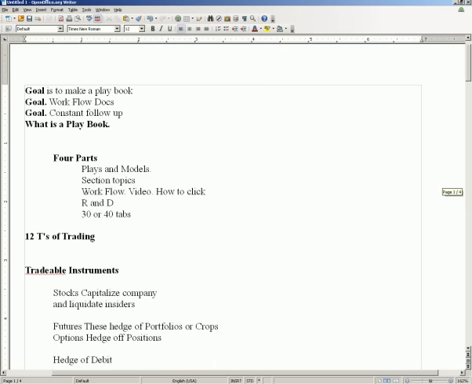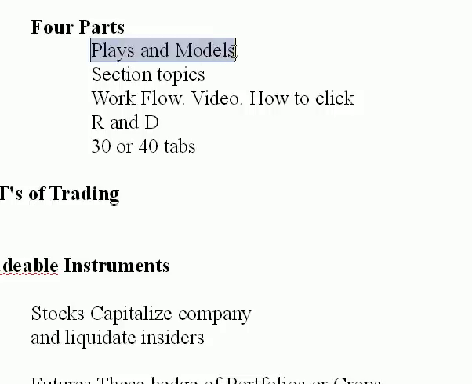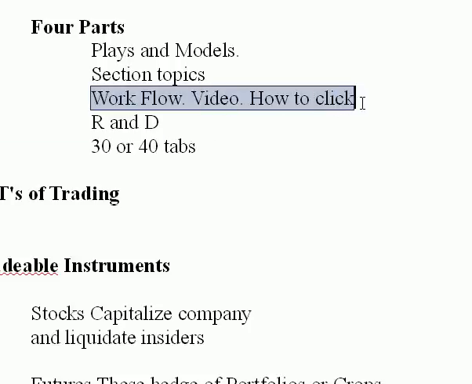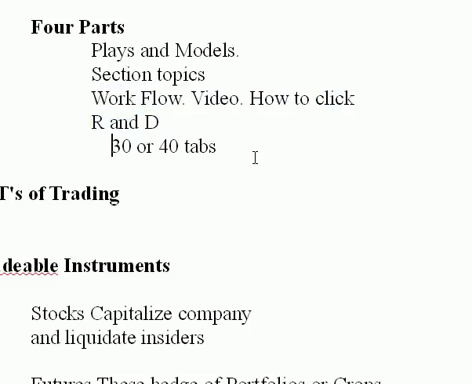So first off, there are four parts to your playbook. There are four major sections. Plays and models, where models are multiple plays. A section for topics. A workflow document, usually videos on where to click. Research and development. And the book usually has 30, 40 tabs.